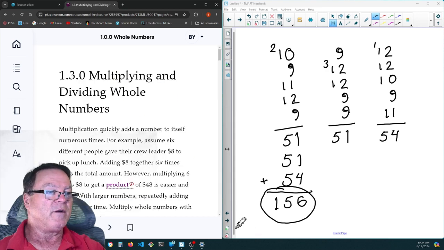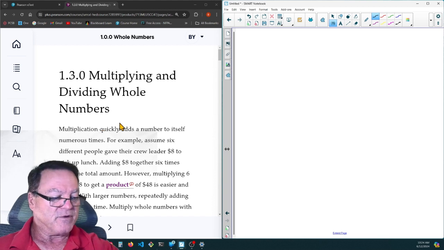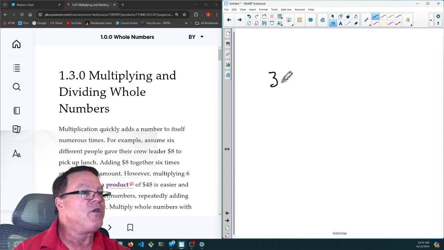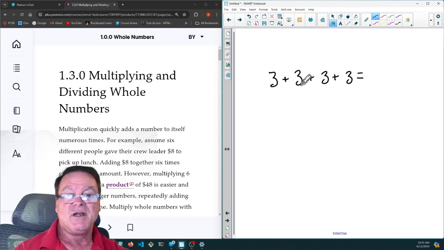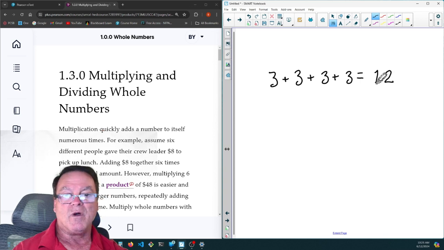Multiplying and dividing whole numbers. Let me move forward. There we go. There's a new page. Multiplying and dividing whole numbers. To multiply 2 numbers means to add those numbers that many times. If I said 3 plus 3 plus 3 plus 3, we could say 3 plus 3 is 6, plus 3 is 9, plus 3 is 12. So 3 plus 3 plus 3 plus 3 equals 12.